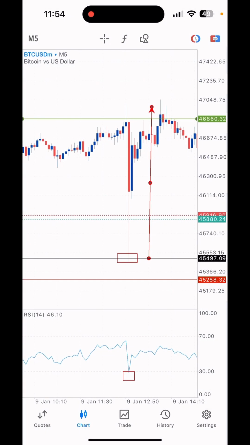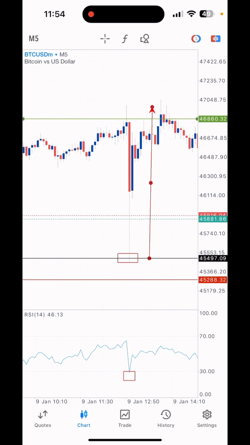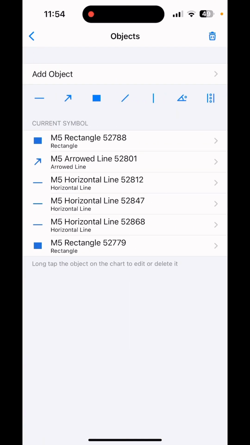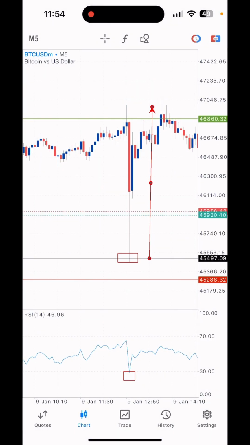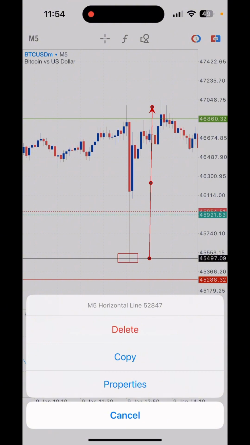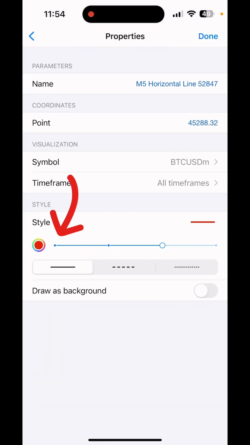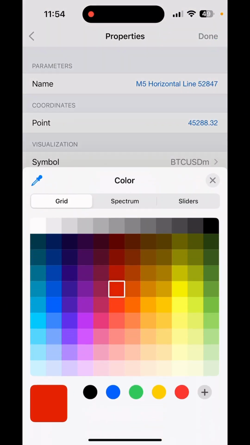If you are wondering what I'm clicking, I'm long pressing the horizontal line. You get the horizontal line when you click this icon here, which shows you all the objects that you have. So this is the horizontal line. To change the color, I long press it, click properties, then come down to style here. You see the color, just tap the color and change it.